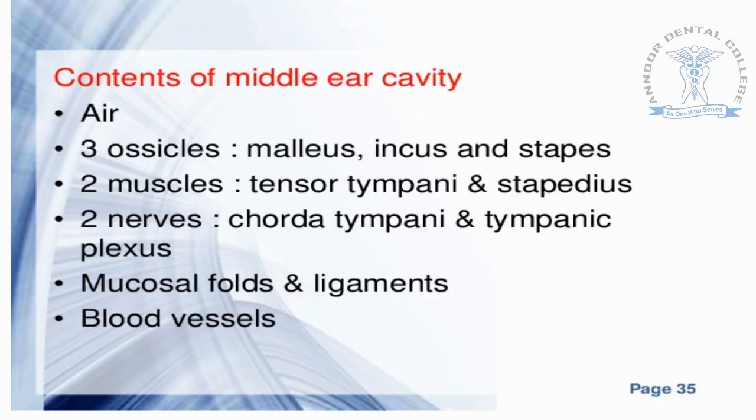Contents of the middle ear cavity: air, three ossicles that are the malleus, incus and stapes, two muscles that are the tensor tympani and stapedius, two nerves, the chorda tympani and the tympanic plexus, a mucosal fold, ligaments and blood vessels are present within the cavity of the middle ear.